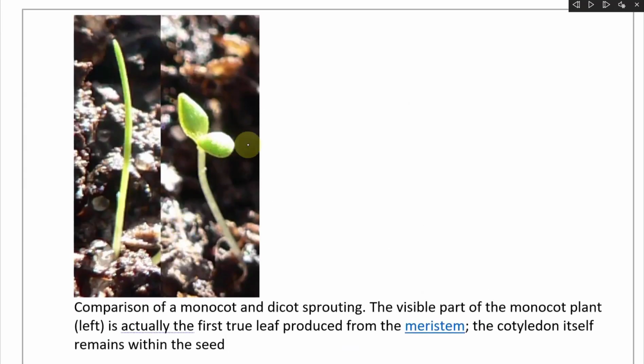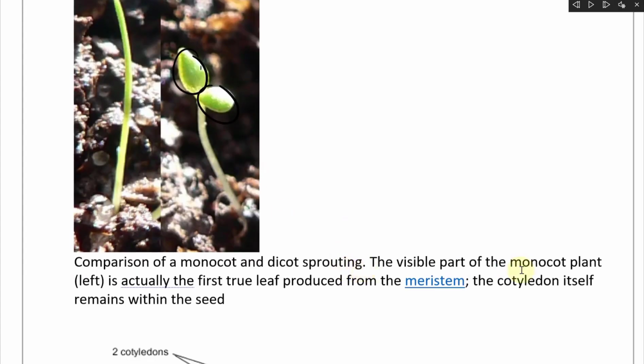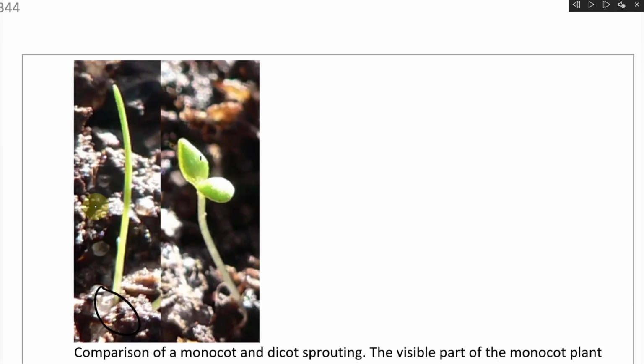But then the dicot, you can see there's two embryonic leaves there. So that's an obvious one there. This one right here, this could be viewed as the first true leaf produced from the meristem. But then here, the cotyledon itself remains within the seed. So is it here? But isn't that the first true leaf? It's a bit confusing. This is from Wikipedia.